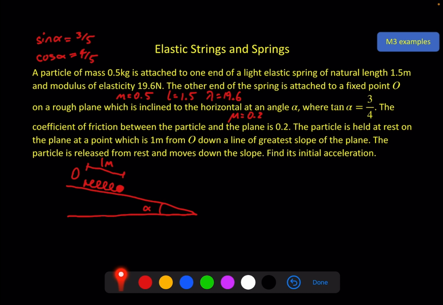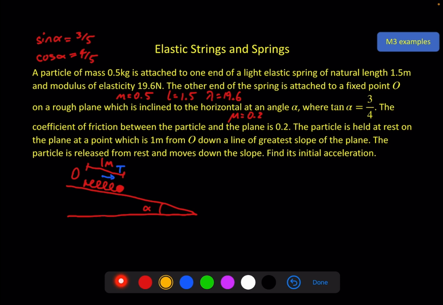Interestingly, if this were a string of natural length 1.5 released from a distance of 1, we wouldn't need Hooke's law at all, because the string would simply be slack and the particle would move under gravity only. But because it's a spring, natural length 1.5, released at 1 meter, that means it's being compressed. So there is a thrust acting this way. And when it's released, that will add to the component of the weight down the plane, increasing the acceleration as compared to it just moving under gravity.